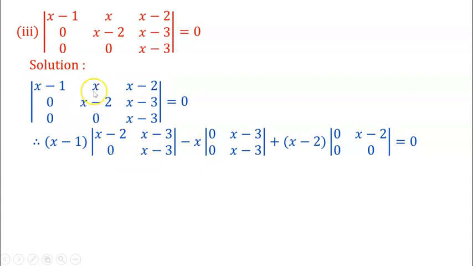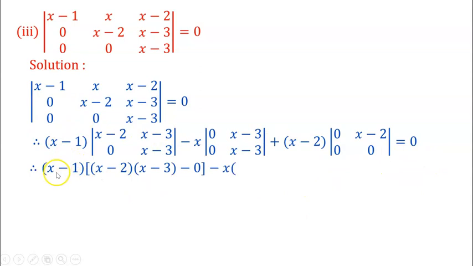Next, eliminate the elements in the first row, second column, you will get 0, x minus 3, 0, x minus 3. And the last, x minus 2. Eliminate again this and this. You will get 0, x minus 2, 0, 0. And that's equal to 0.